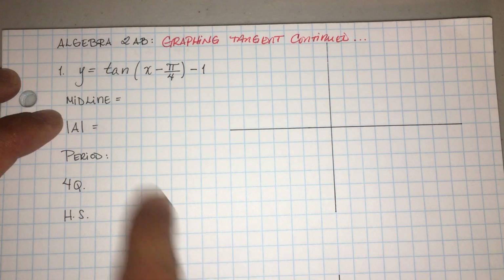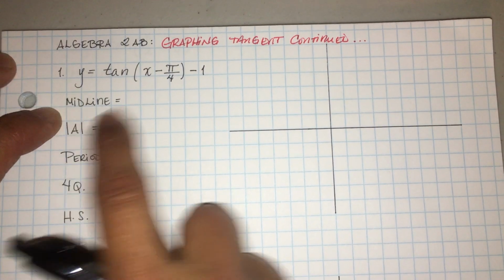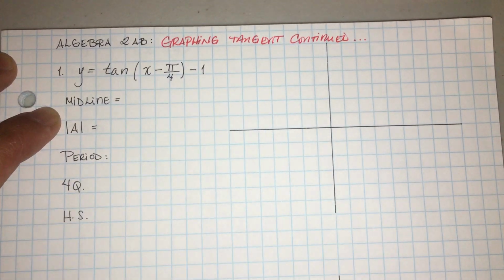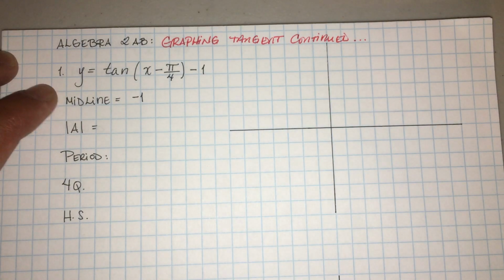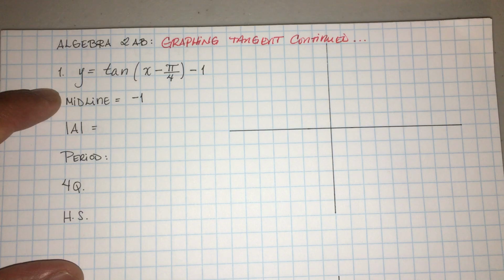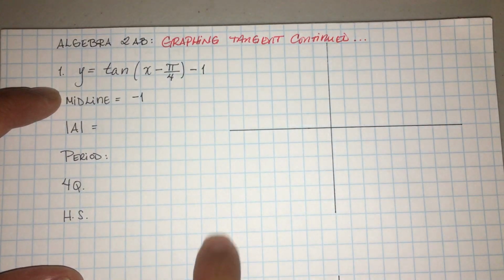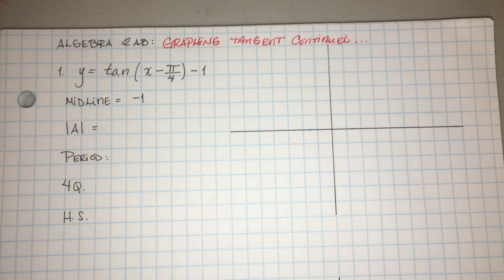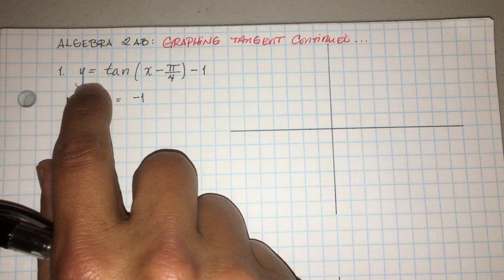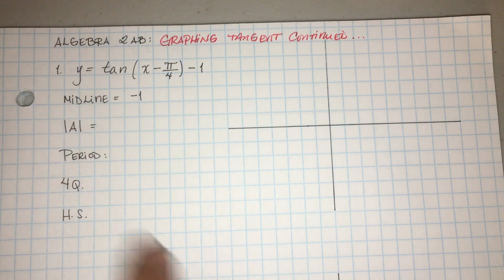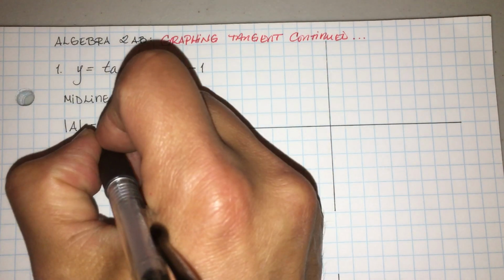Similar to cosine and sine, our midline, or the middle of the graph, is this right here. So -1, that's where I start. This is a vertical shift, and it's going down 1 unit. Our amplitude is whatever is in front of the tangent, the number. There's nothing in front, so automatically it's a 1.